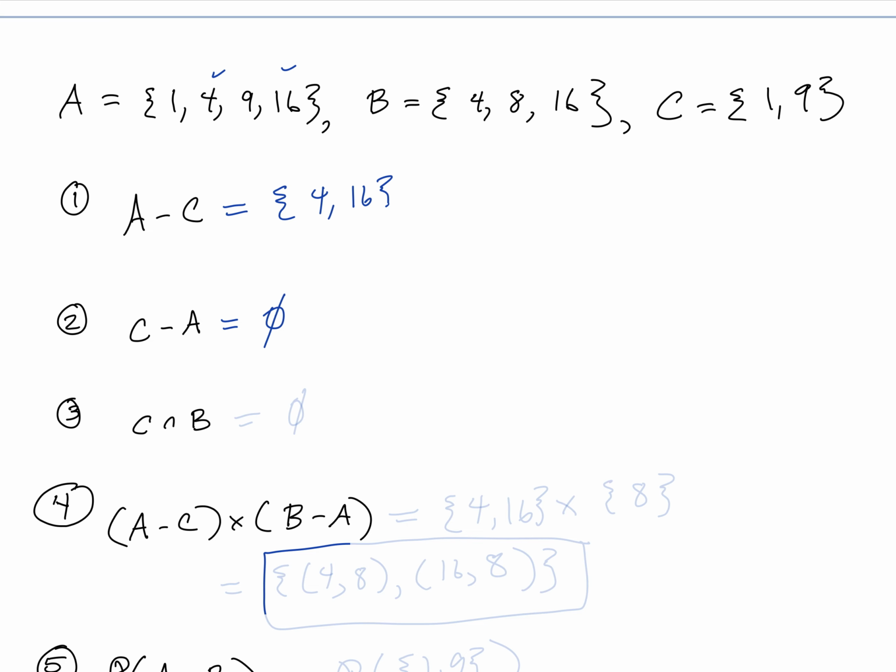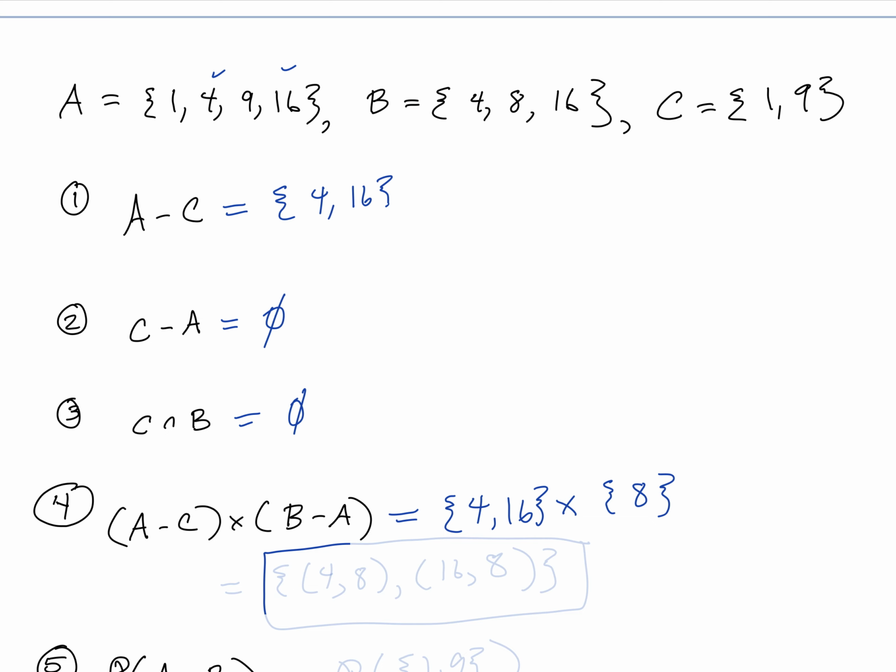C intersect B, that would be all elements that are in both C and B. We see that this is again the empty set. There are no elements that are simultaneously in C and in B. And now let's look at A minus C cross B minus A, the Cartesian product of those sets. I would do it in steps. So I would first find A minus C. A minus C we've got above, that's 4 and 16. Cartesian product with B minus A. So the elements that are in B but not in A. 8 is the only such element that is in B but not in A.